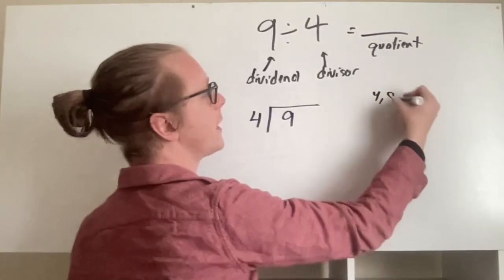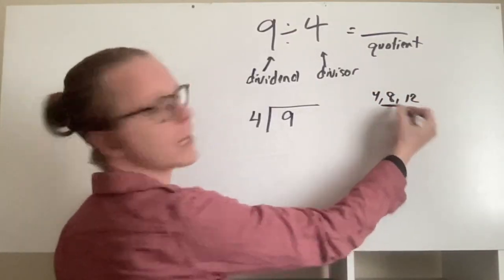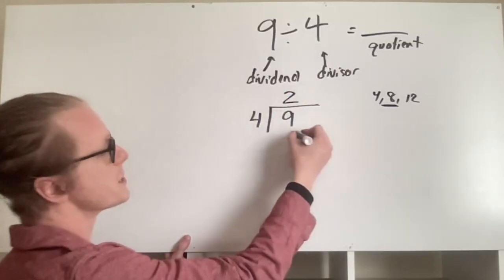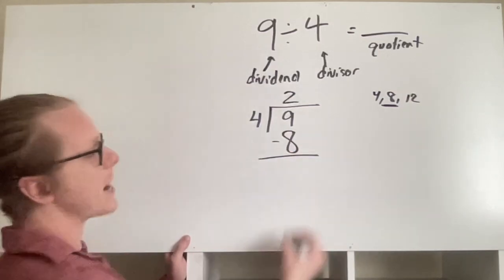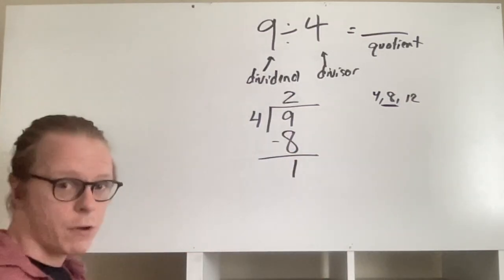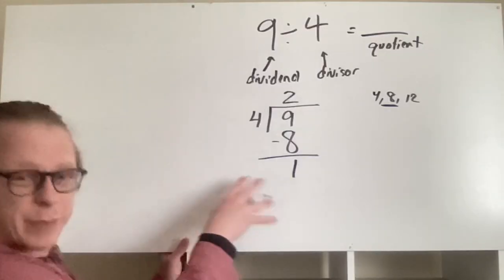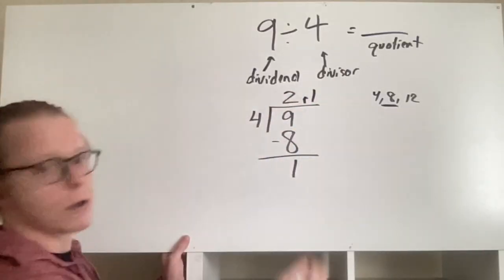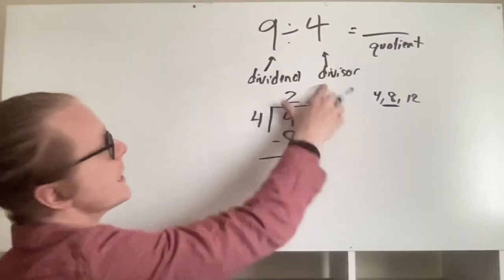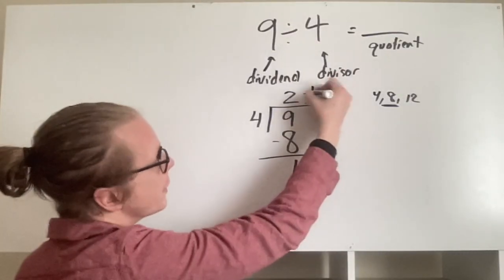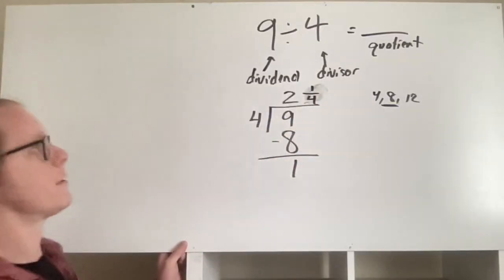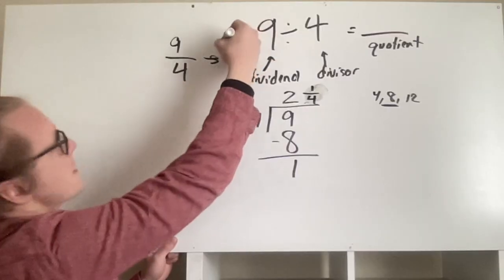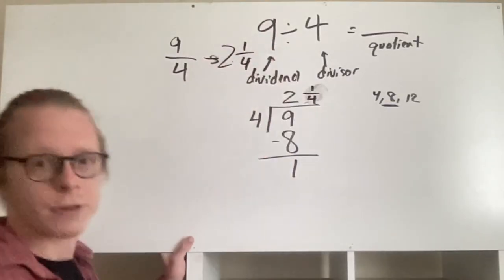Well, 4, 8, 12, it can go in 2 times. So 4 goes into 9 2 times, which is 8. We subtract, we get 1 left over. Now, up until this point, we could have basically stopped here. We could have said our answer is 2 with a remainder of 1. We could have said our answer is 2 and 1/4. So essentially here, that would be turning a fraction of 9/4 into saying, well, that's 2 and 1/4.